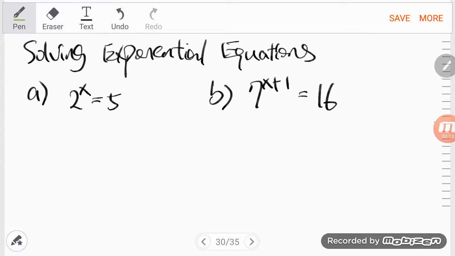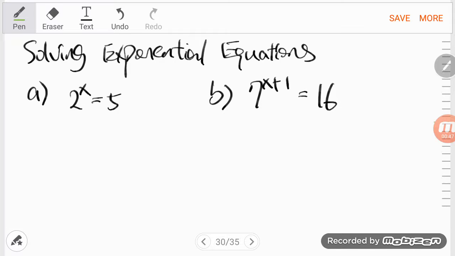Okay, so in order for us to be able to solve these equations, we must be pretty comfortable with the laws of exponents. And we should also be comfortable exchanging an equation between exponential form and logarithmic form. Okay, so let's get started.